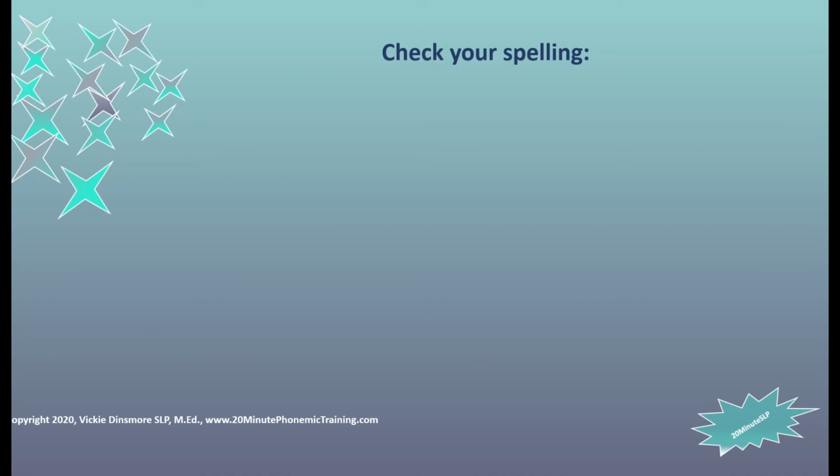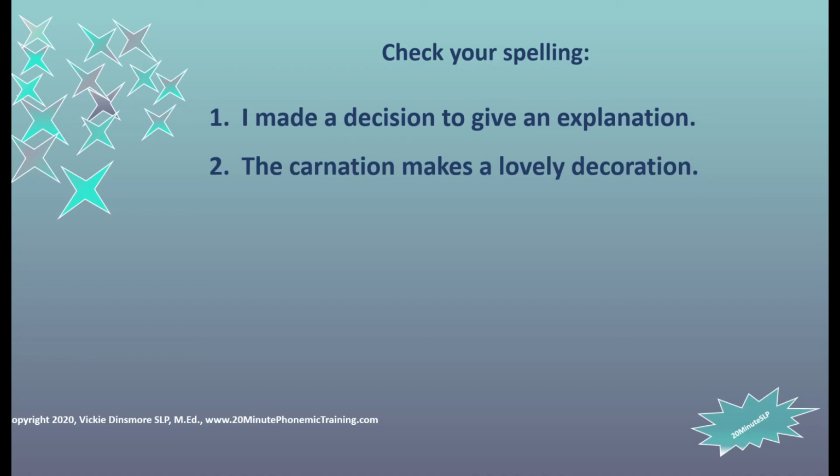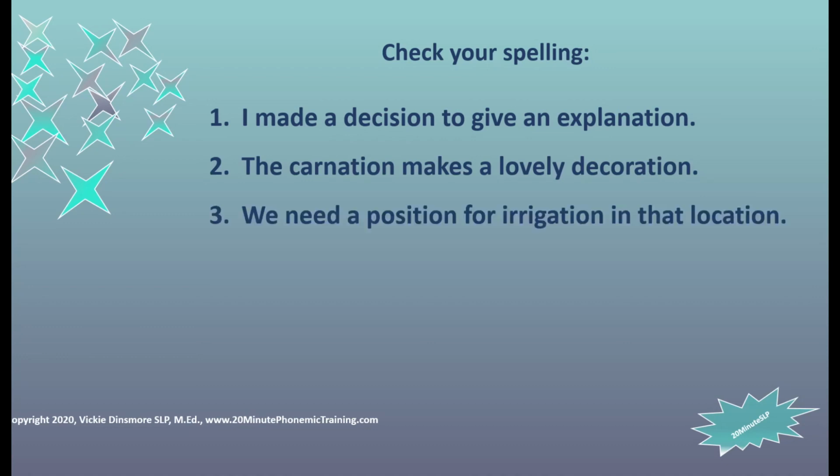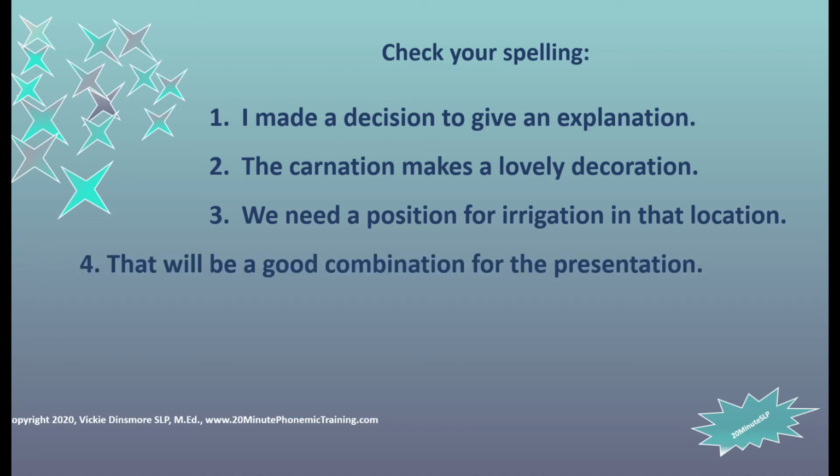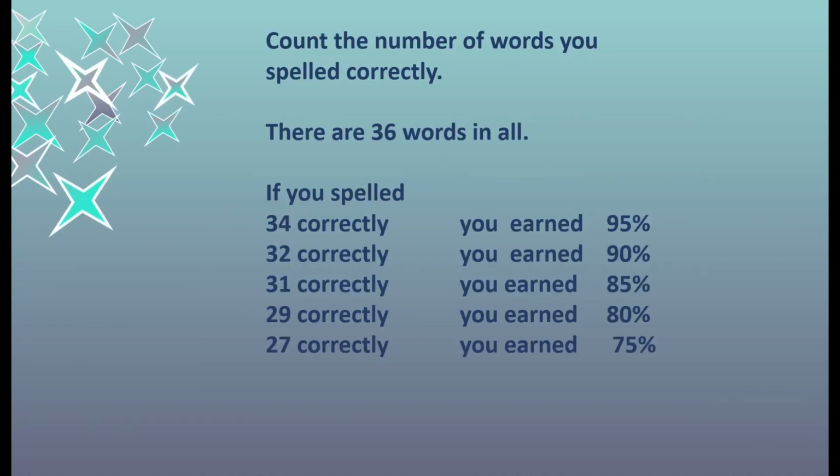All right, let's check your spelling on your sentences. Pause for just a moment. Pause the video and make sure that you check each sentence against yours and find out how many words you spelled correctly. Now count up the number of words you did spell correctly. There are 36 words in all of the sentences combined. So if you spelled 34 of them correctly, you earned a 95%. 32 would be a 90% and so forth. So why don't you see how well you did?